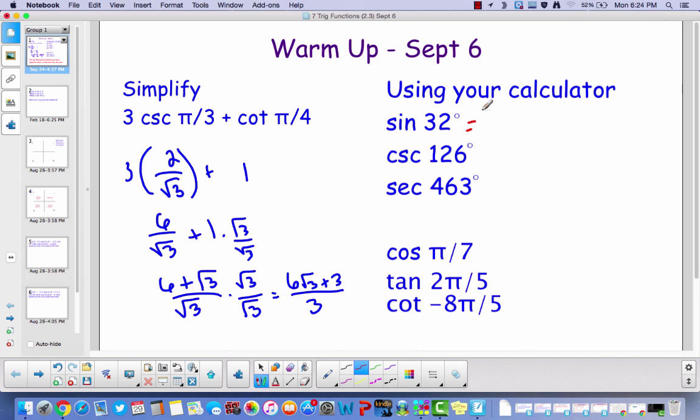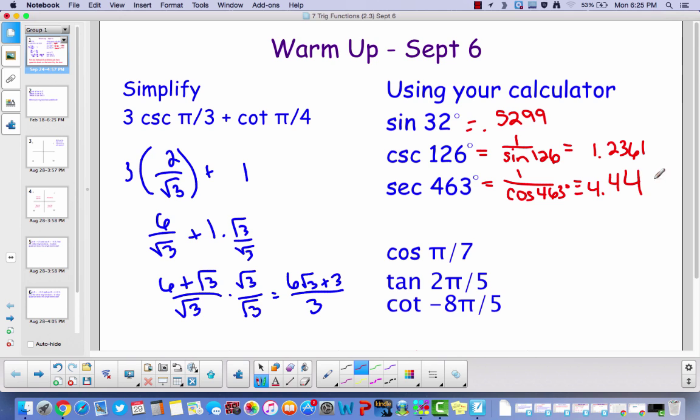Doing these, we see that the sine of 32 degrees is 0.5299. The cosecant of 126 degrees is the same as 1 over the sine of 126 degrees, and that is 1.2361. The secant of 463 degrees is 1 over the cosine of 463 degrees, which is negative 4.4454.